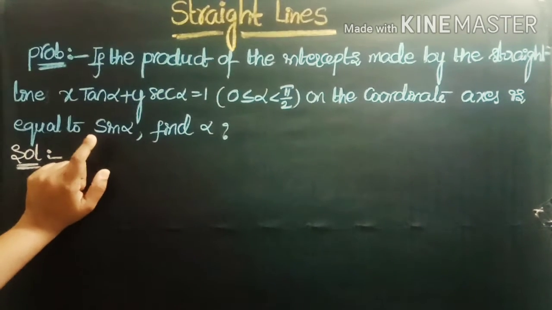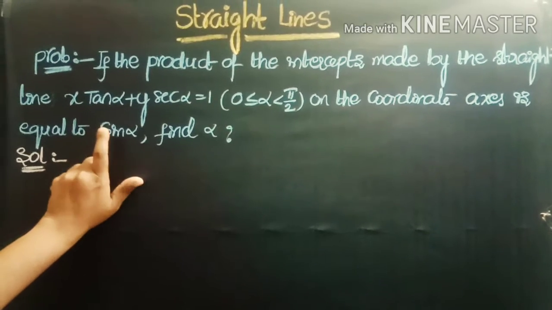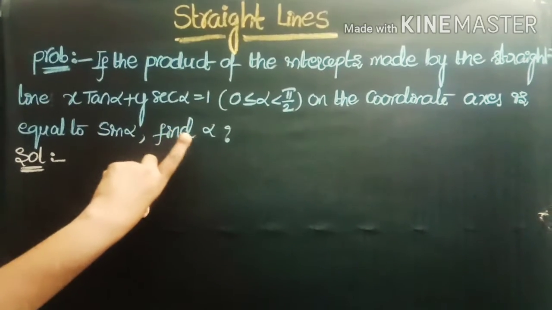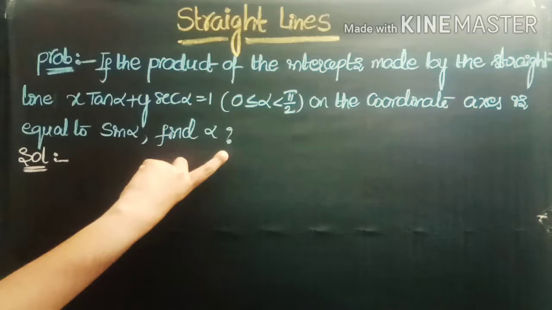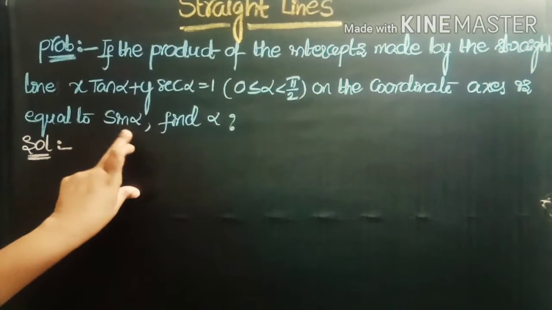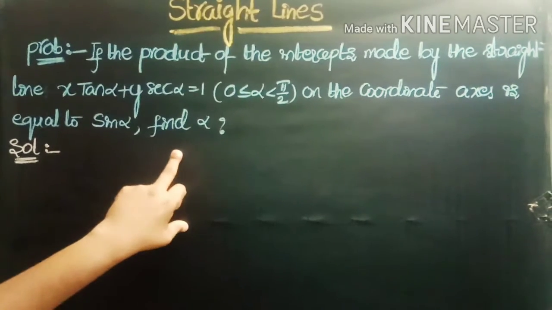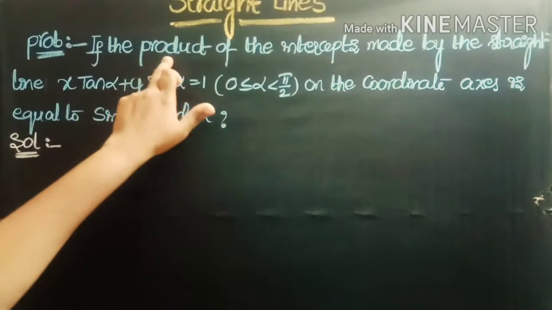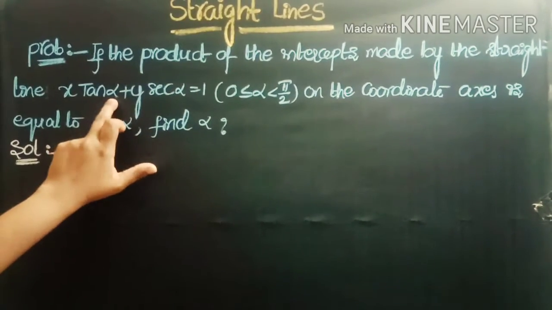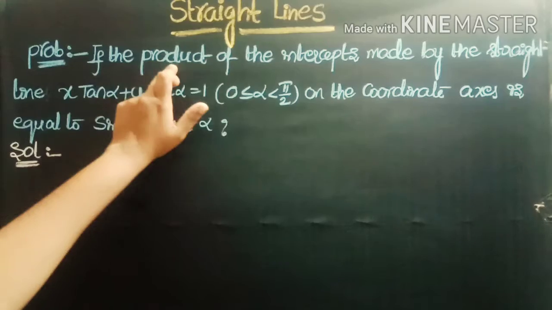If the product of the intercepts made by the straight line x tan alpha + y secant alpha = 1, where 0 ≤ alpha < pi/2, on the coordinate axes is equal to sin alpha, then find alpha. Given that the product of the intercepts made by the straight line is equal to sin alpha.